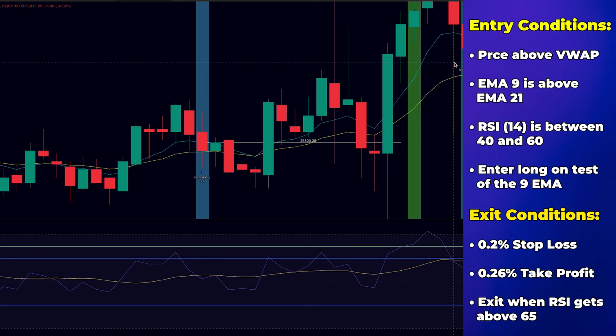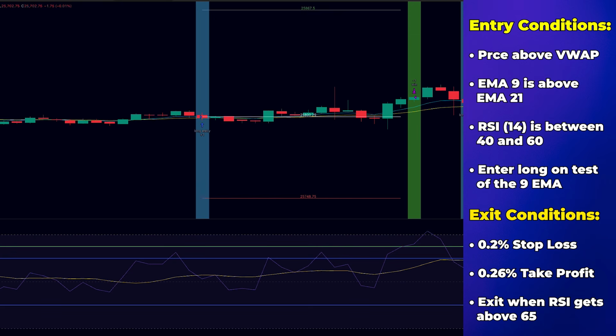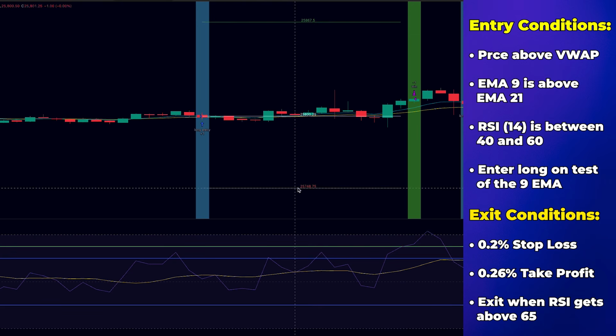Then for our stop loss and take profit, we set our stop loss 0.2% below our entry and our take profit 0.26%. So that is all the way down here for our stop loss and all the way up here for our take profit. Pretty far. Our exit condition is also RSI greater than 65. This strategy is definitely going to 99% of the time exit when RSI gets above 65 before it hits the take profit. But the take profit is there just in case.